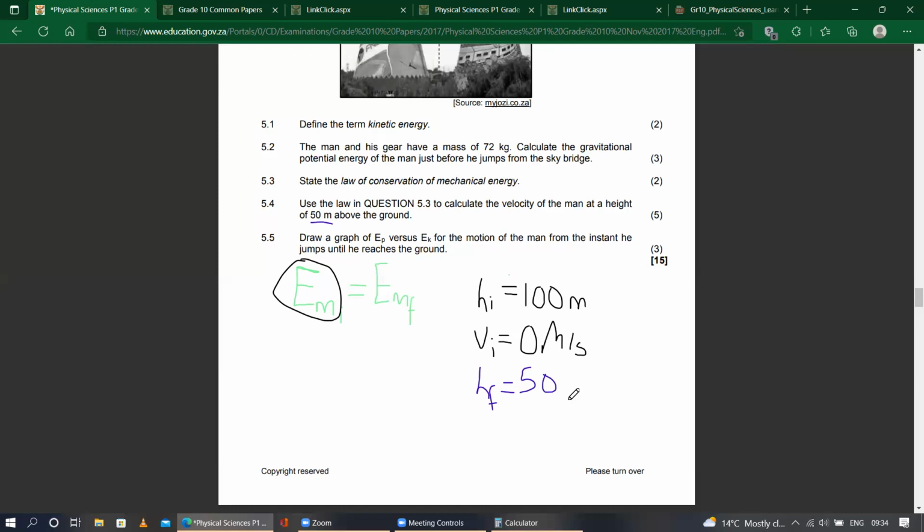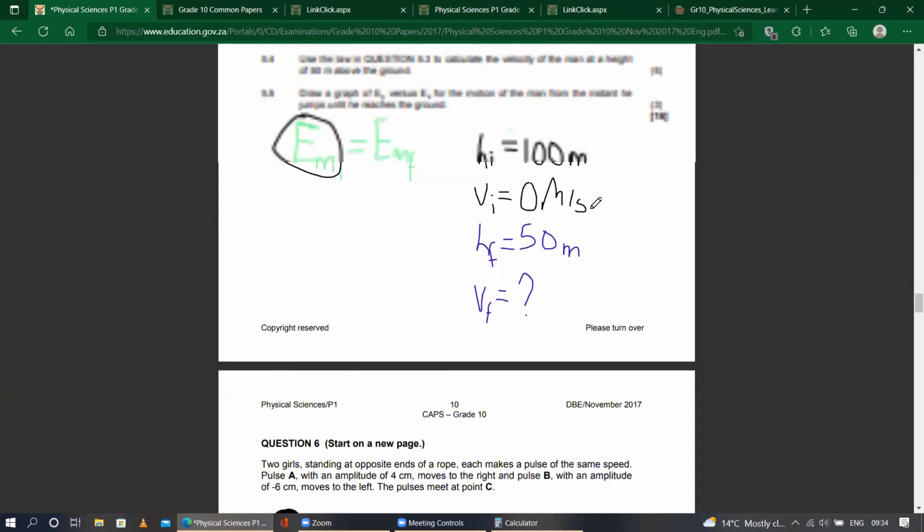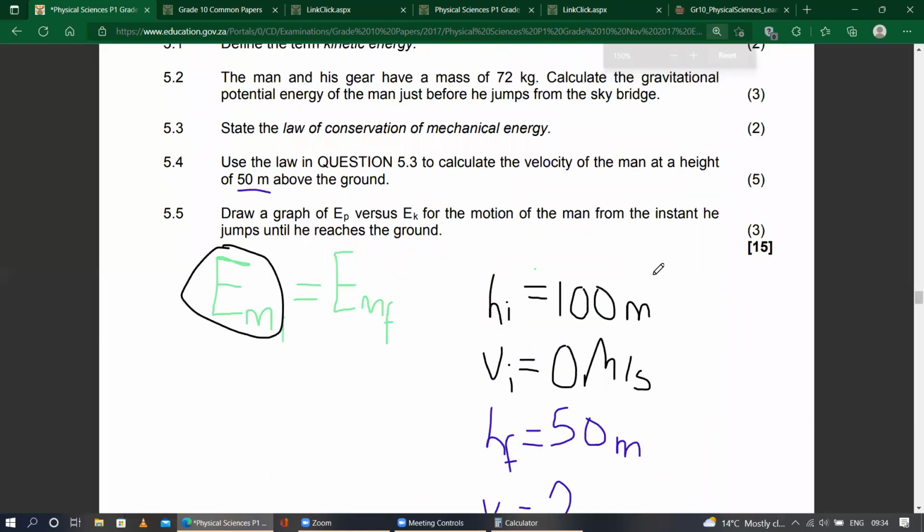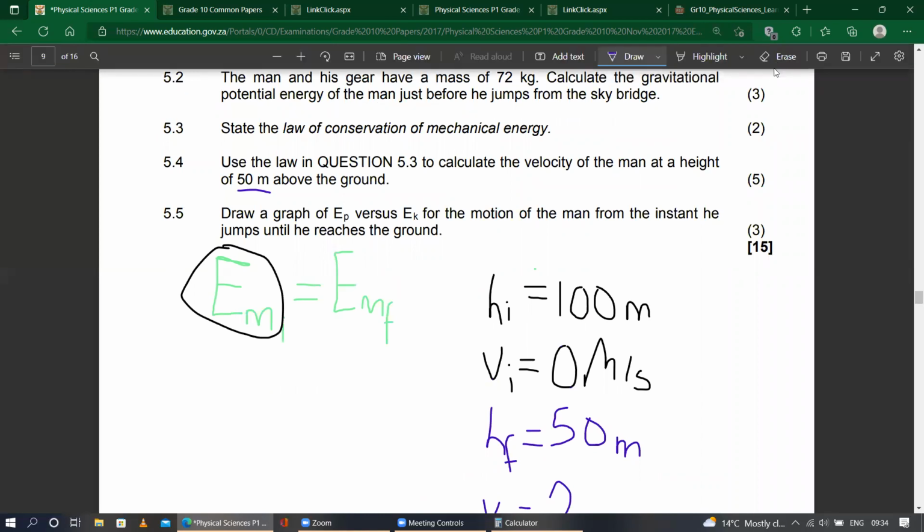It's 50 meters. Then the final velocity, that's the one we must find. Okay. So let me just, can I erase it, because there's no space to write on the question paper? Let me just zoom in a bit. Yeah, you can erase. Okay. So let me just erase this.